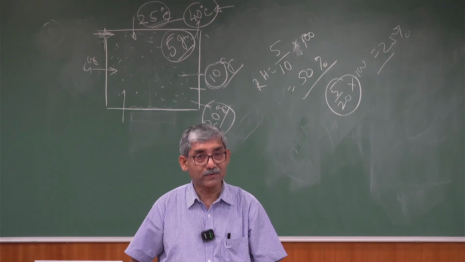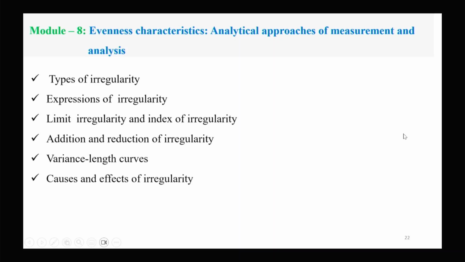Variance length curve, the concept we will discuss in detail. Causes and effects of irregularity, and variance length curves are of two types. One is between length curve and one is within length curve. This concept we will discuss, and related numerical discuss.